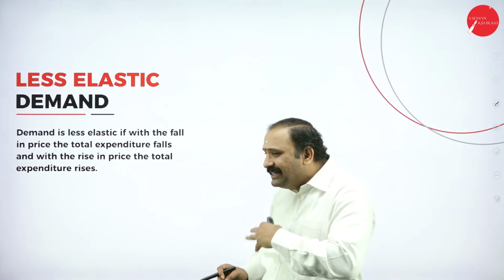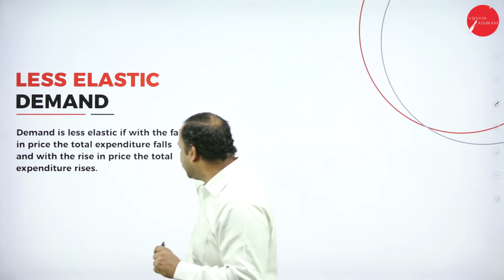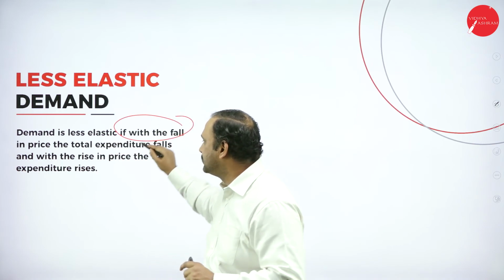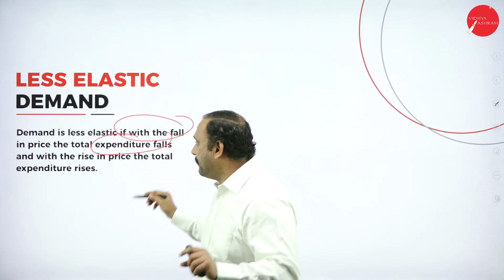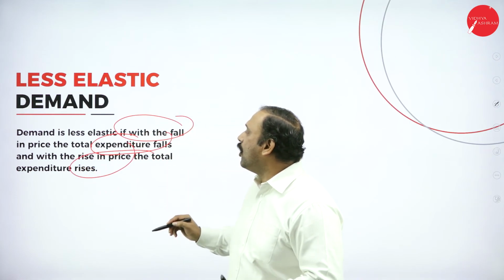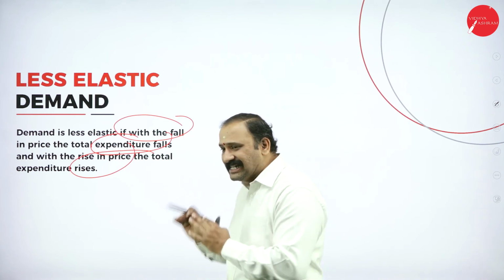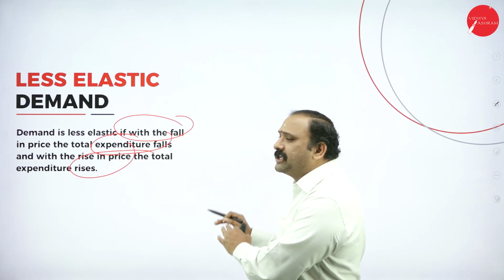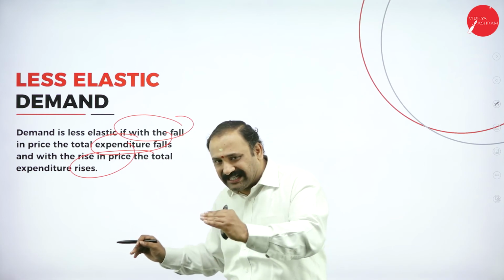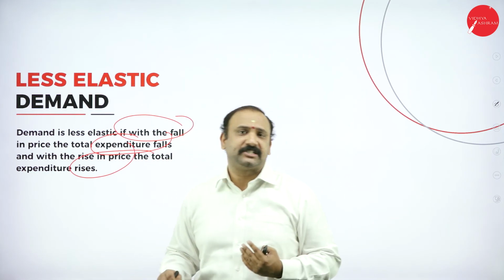Moving further, less elastic demand. What is a less elastic demand? Which means to say that with the fall in price, the total expenditure falls, but with the rise in price, the total expenditure also rises up. Now look at the other way round. Less elastic, the total expenditure also falls. So it is directly proportional, what we are trying to say. Now when the price rises, the expenditure will also rise altogether.